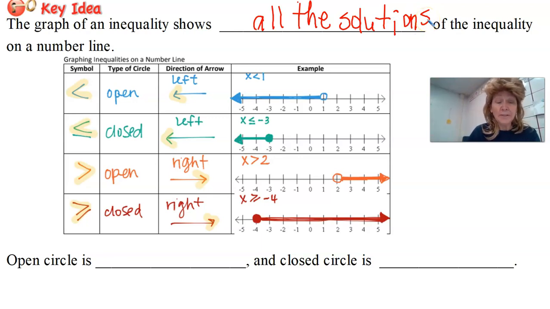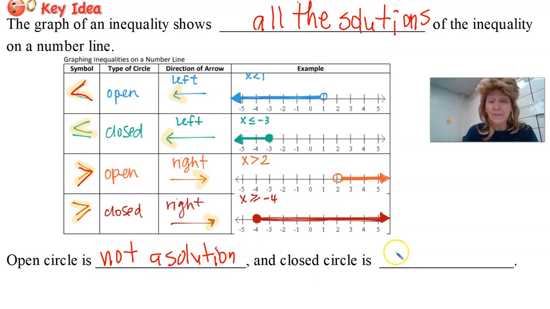So I want you to notice that there's open circles and closed circles. If you just have a less than symbol or greater than symbol, the circle is open, which means it doesn't include that number. If you have an equals, that means it includes that number and it's a closed circle. So an open circle is not a solution. It doesn't make it true, but it comes really close to it. And a closed circle is a solution.